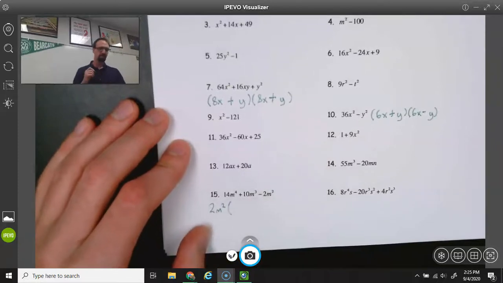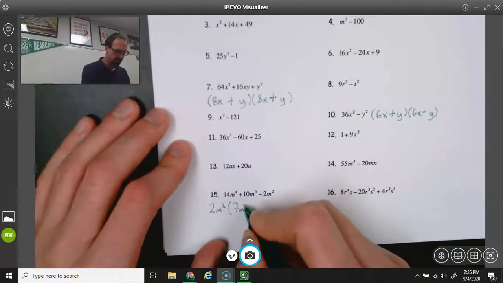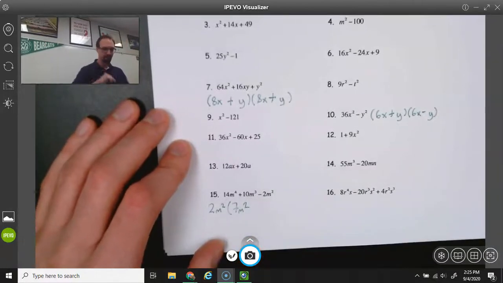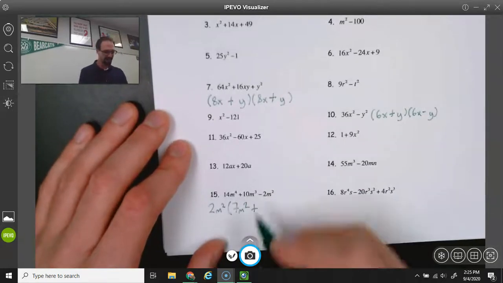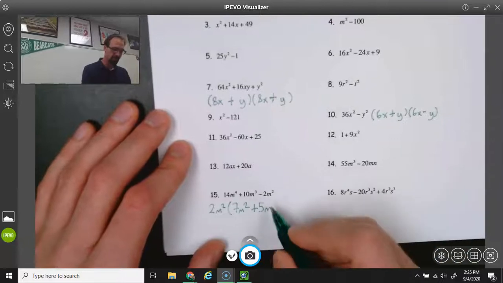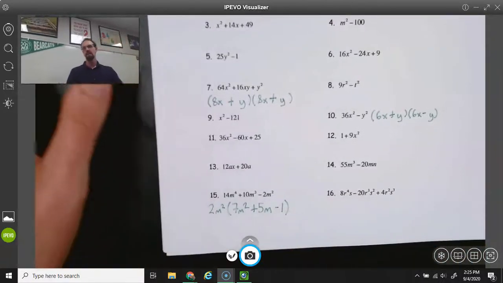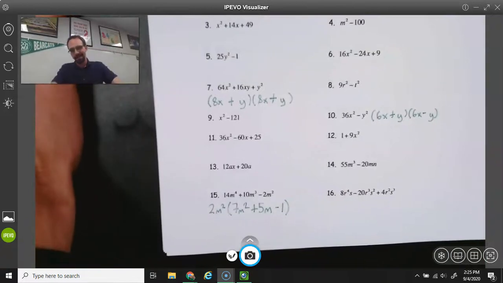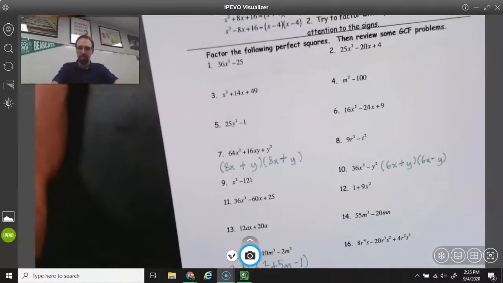I factor out a 2m squared from 14m to the 4th, and I'm left with 7m squared. Then plus, if I factor out a 2m squared from 10m cubed, I'm left with 5m. And then minus 1. Mr. Brumman, that's not a perfect square. You're exactly right. Be very careful and read the directions. It says review some GCF problems. All we're doing is reviewing some GCF problems.